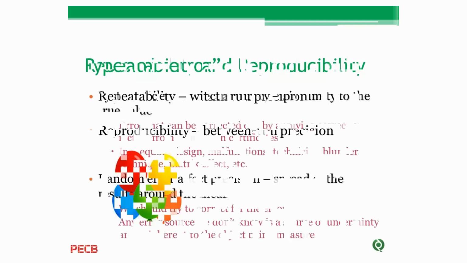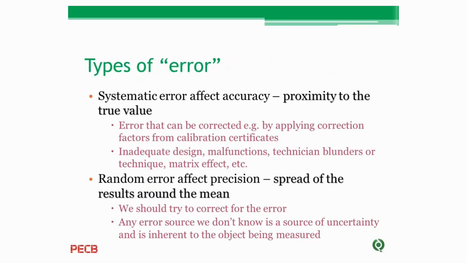Okay, we talked about systematic and random error, and in this slide you can see the exact definition of these terms. Systematic error affects the accuracy of the laboratory, but random error affects the precision of the laboratory. In random error, the true value is not important. We would like to see the spread of the results around the mean, but in systematic error, we want to see how close our results are to the true value.